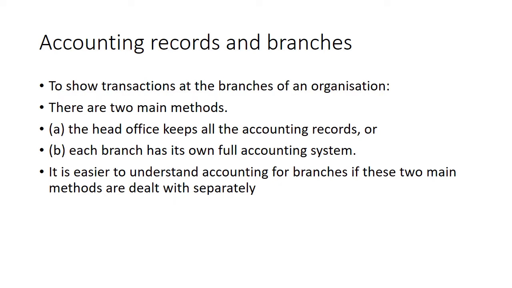Normally we have two methods. One is where the head office keeps all the accounting records, and the second is when each branch has its own full accounting system. When the head office keeps all the accounting records, we regard it as a centralized system. But it is decentralized when each branch has its own full accounting system. It is easier to understand accounting for branches if these two main methods are dealt with.